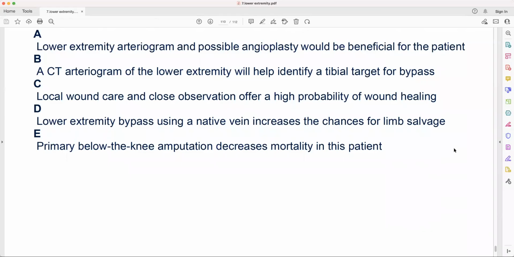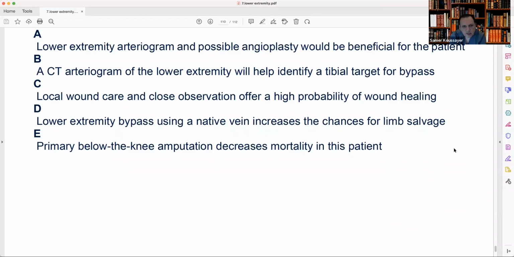E: a primary below-the-knee amputation decreases mortality in this patient. No, the wound is clean, not infected, so it is too early to decide on amputation. Amputation increases your mortality in general, because they're just talking in general. It's a general statement. If they said primary below-knee amputation increases mortality in this patient, yes, the answer would be yes. They're not saying they're going to do it, but this is a general statement.